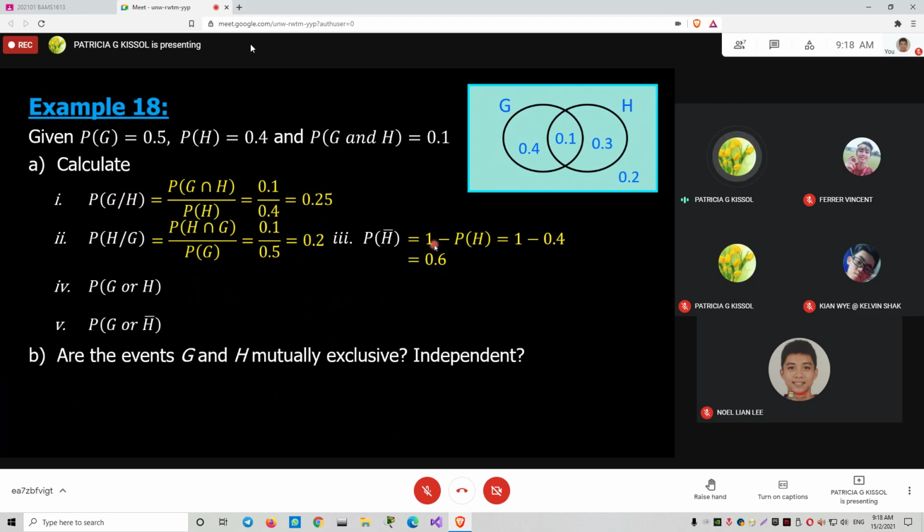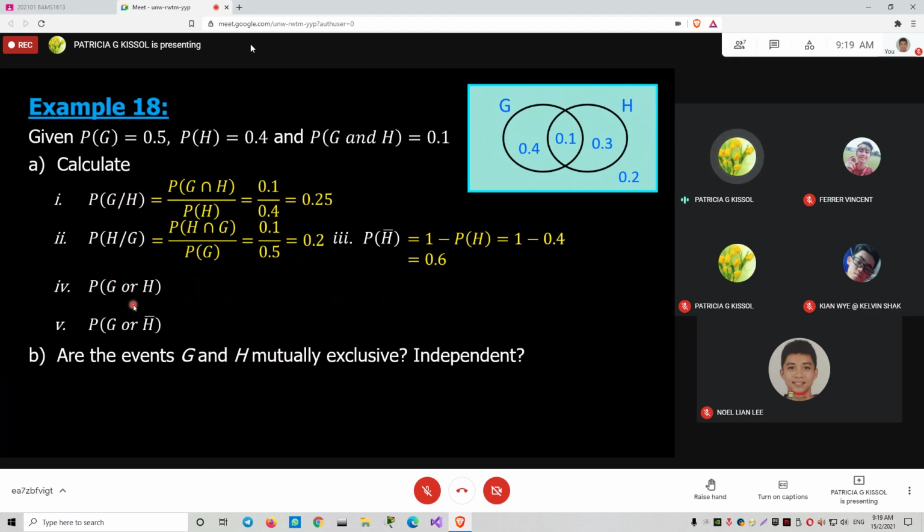The total value 1 minus the probability of H, which is 0.4, gives us 0.6. So this is something that you need to be very careful about, because it's enclosing 0.4 here and all the area outside here. So that was a simple formula concerning conditional probability.